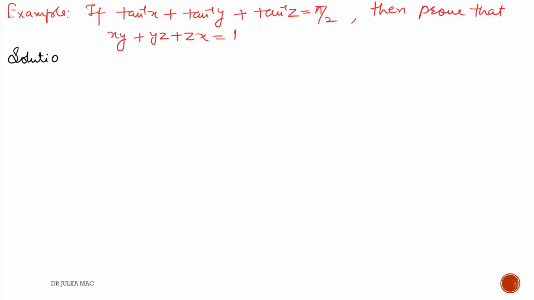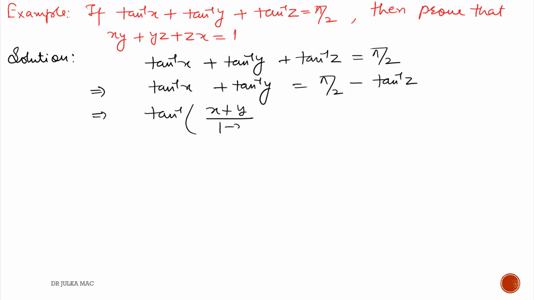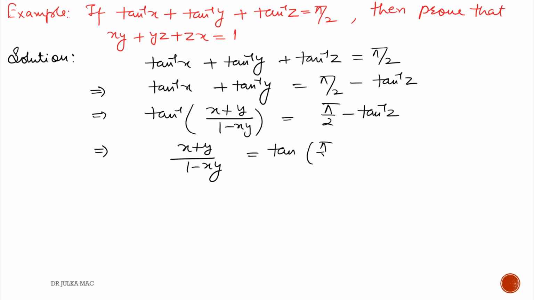It is given that tan inverse x plus tan inverse y plus tan inverse z equals pi by 2. So tan inverse x plus tan inverse y equals pi by 2 minus tan inverse z. Tan inverse x plus tan inverse y equals tan inverse of (x plus y) divided by (1 minus xy), which equals pi by 2 minus tan inverse z. Taking tan on both sides, we get (x plus y) divided by (1 minus xy) equals tan of (pi by 2 minus tan inverse z).